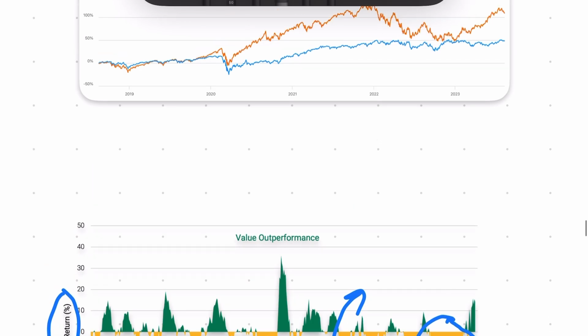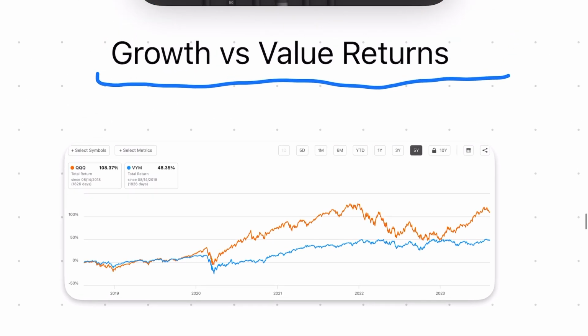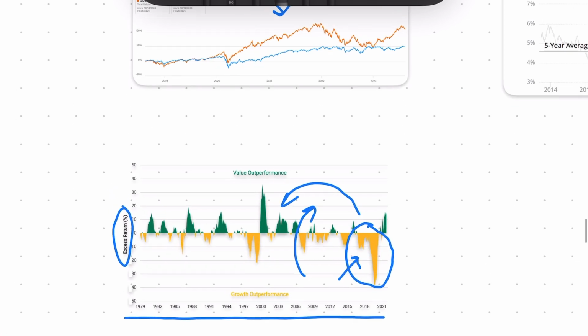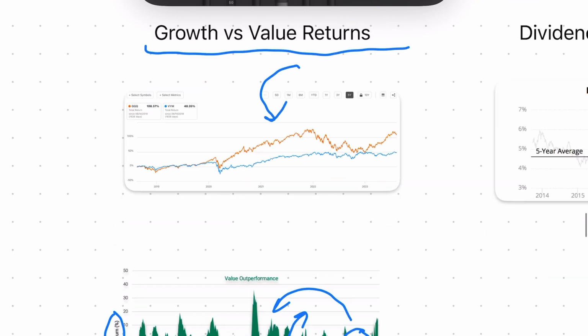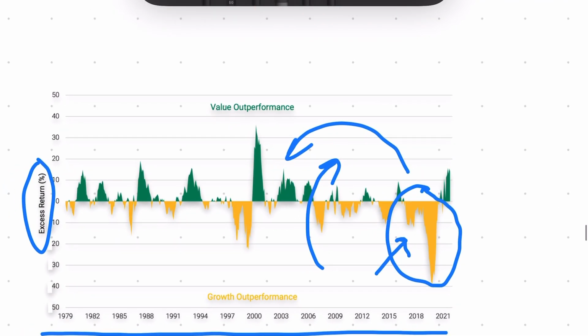And that's potentially one of the reasons why when you look at the recent history in charts like this, growth is doing so much better than value. So that's point one I wanted to point out. Growth doesn't always outperform value. It's a very cyclical relationship between the two.